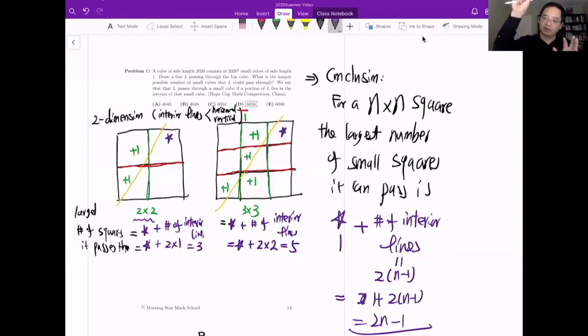We start from the first one, and then each time we pass through a plane, either in this direction, or this direction, or this direction, you are going to add one more. That's the best you can do. You just design a line, and if you go like that, you get the largest number of squares. So the formula is the same: 1 plus the number of interior planes.